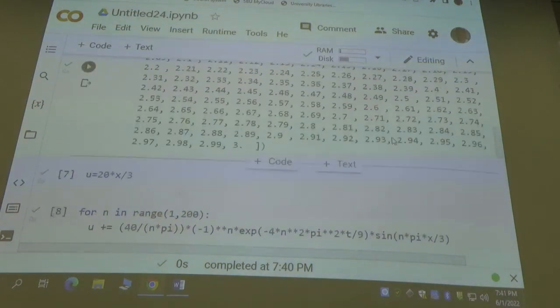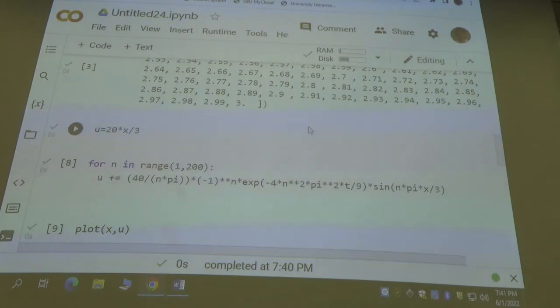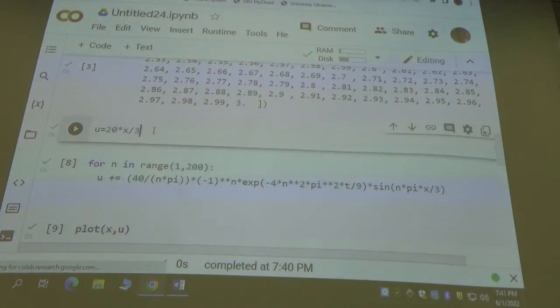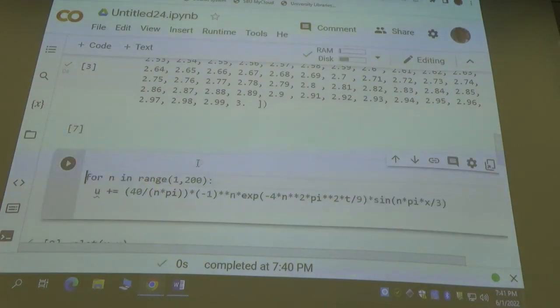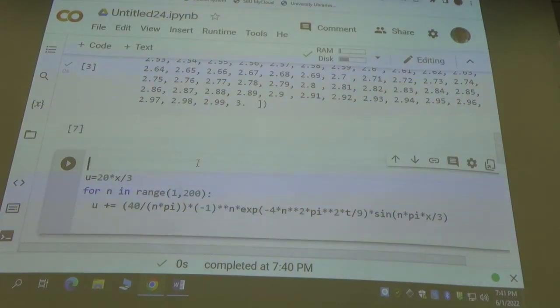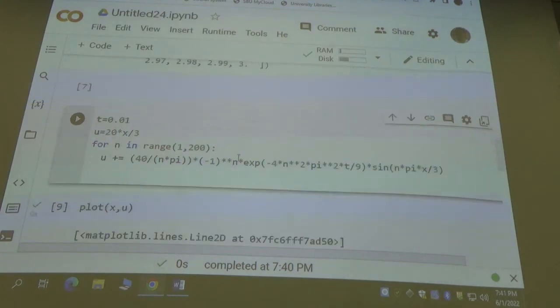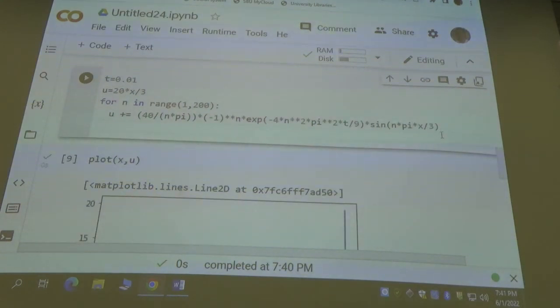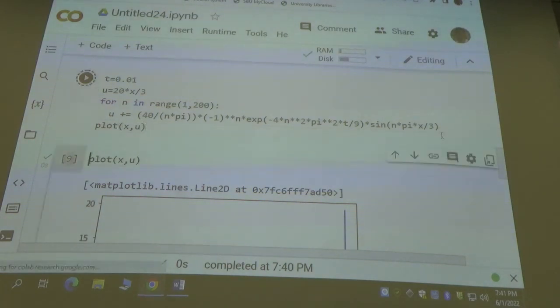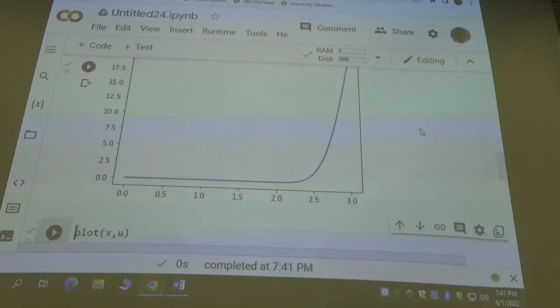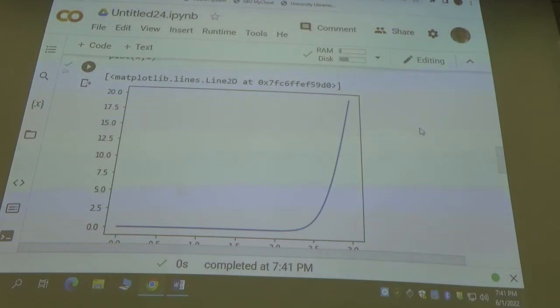But let's try to change this again. Let's just put this on the same line here. And let's see what happens if I have t equal to 0.01, just a split second after. And after that, I'm going to plot it, x comma u. That's what we get. Oh, that's much clearer.